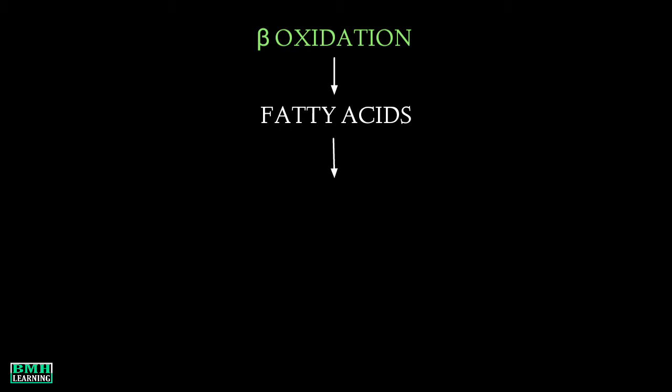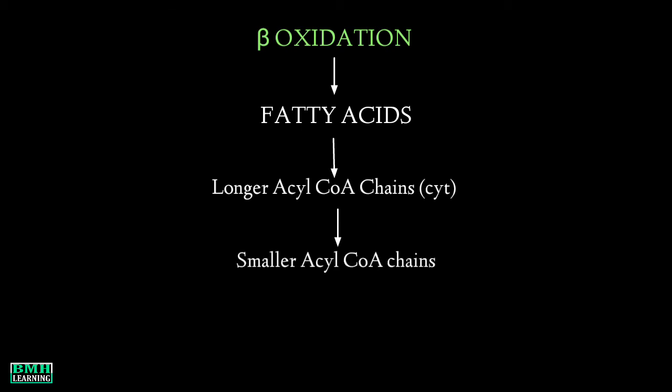These fatty acids are first converted into acyl-CoA chains in the cytoplasm. This has already been discussed in the first part of this lecture. The longer acyl-CoA chains are progressively converted into smaller fatty acyl-CoA chains. This reaction releases acetyl-CoA, FADH2, and NADH.